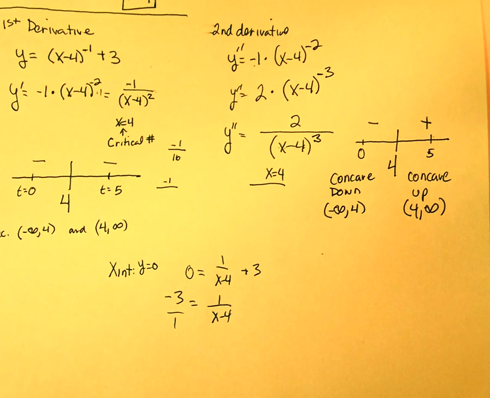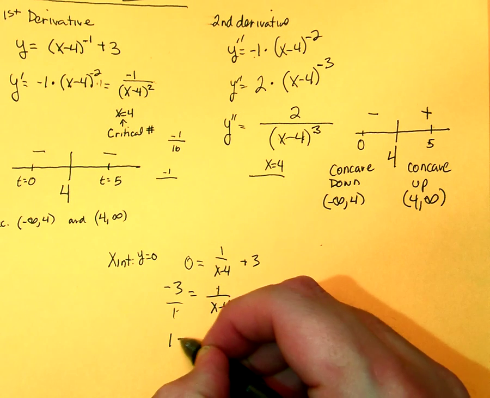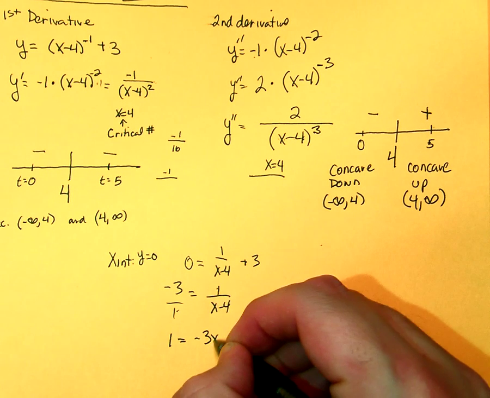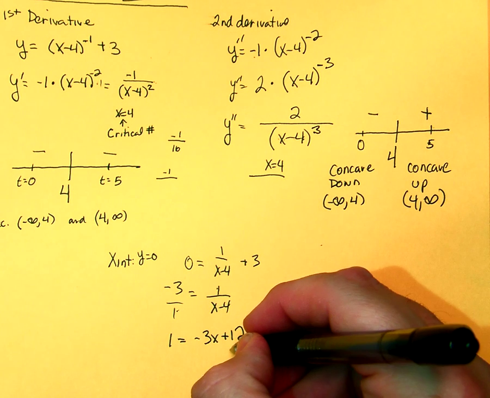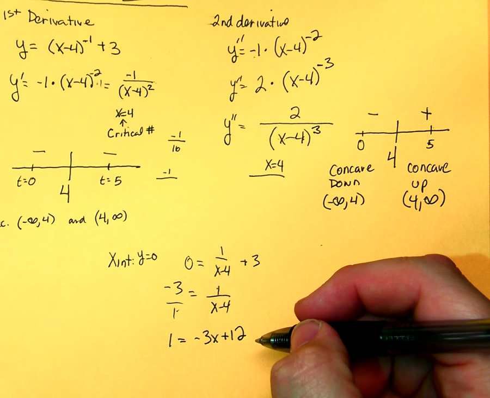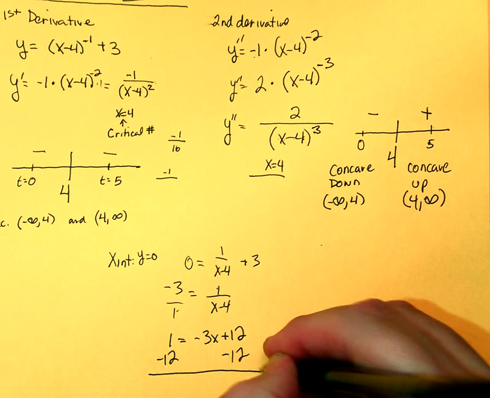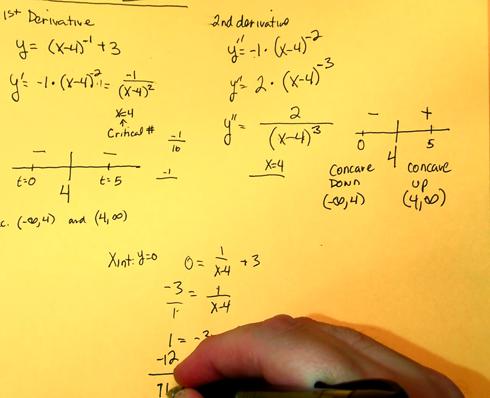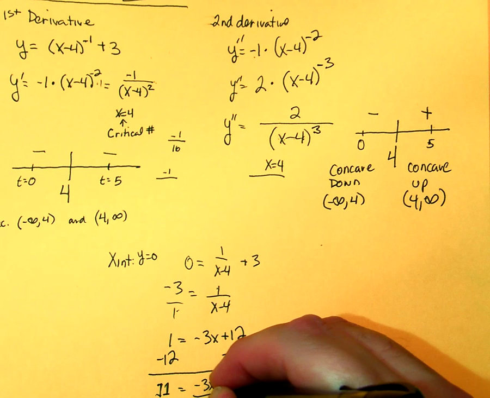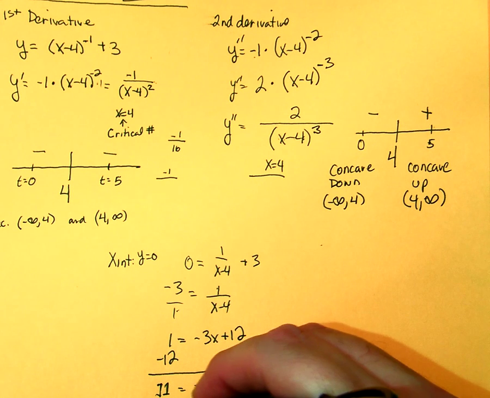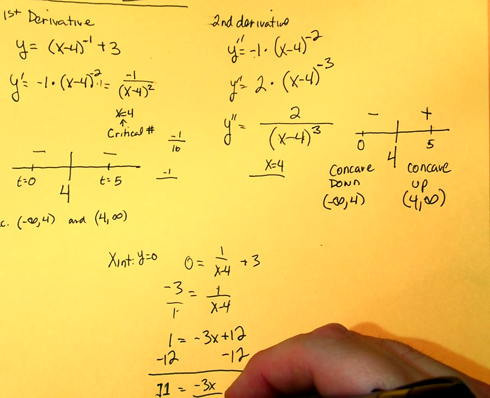What's 1 times 1? 1 is equal to negative 3x plus 12. Good to go so far? Subtract 12. Negative 11 is equal to negative 3x. X is equal to 11 over 3, which, if we wanted to really say this, is going to be equal to 3.6 repeating.